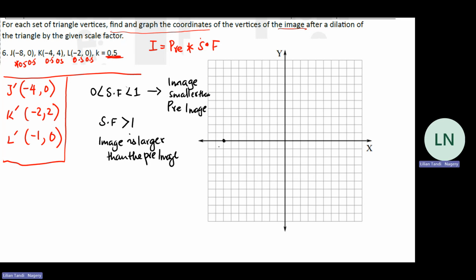Negative 8, 0. So this is J. How do I know? I started at 0. I went to the left 8 boxes. 1, 2, 3, 4, 5, 6, 7, 8.